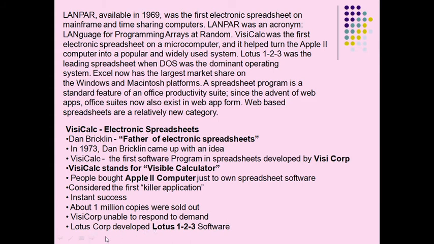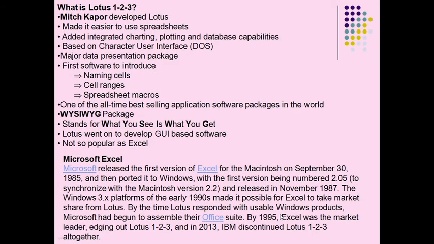VisiCorp was unable to respond to demand. Lotus Corp developed Lotus 1-2-3. Next is Lotus 1-2-3. So what is Lotus 1-2-3? Mitch Kapor developed Lotus. It was made for using spreadsheets, and added integrated charts, plotting and database capabilities based on character, that is DOS, major data presentation package. It was the first software to introduce naming cells, cell ranges, and spreadsheet macros, and one of the all-time best-selling application software packages in the world.